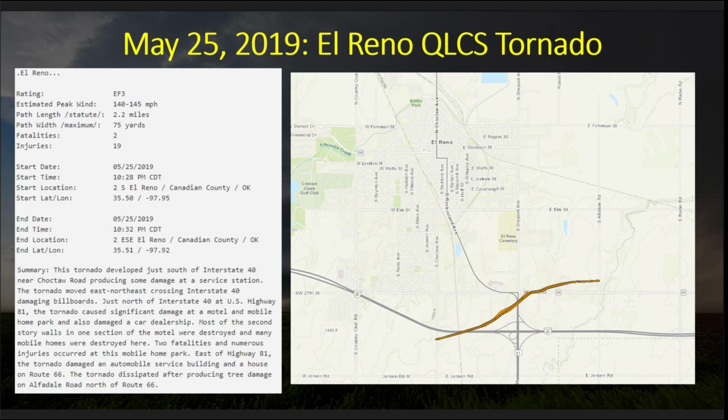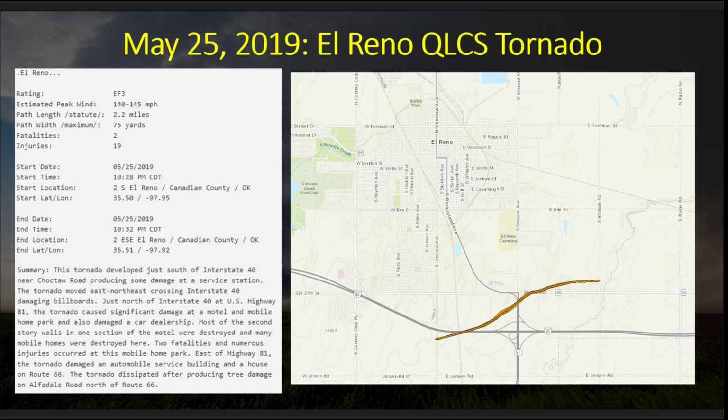It was only on the ground for 4 minutes and had a path length of only 2.2 miles, and it was only 75 yards wide. Even though it was so small and on the ground for such a short period of time, it still resulted in 2 fatalities and 19 injuries because it hit the wrong spot.